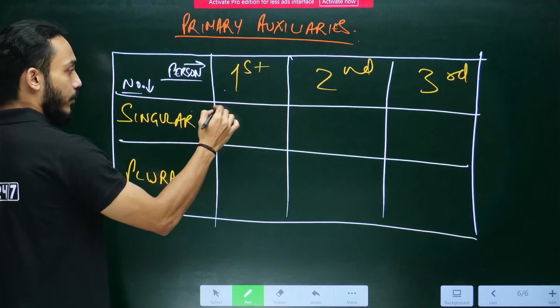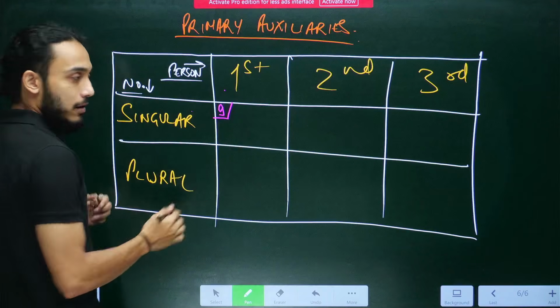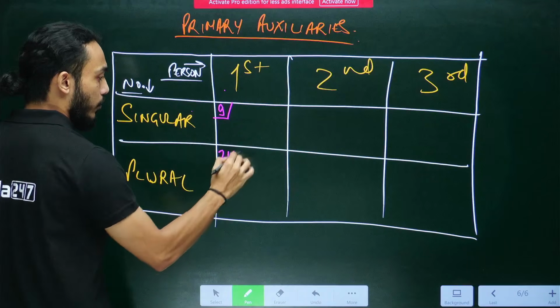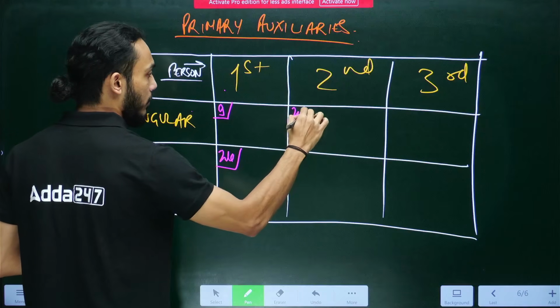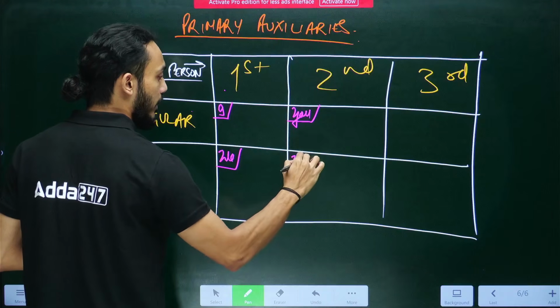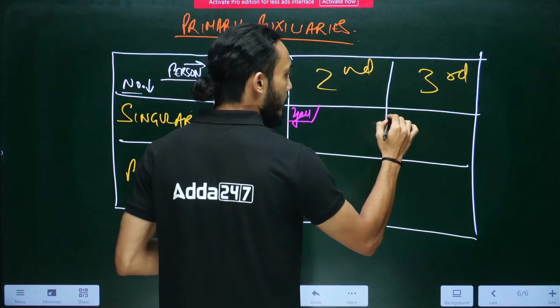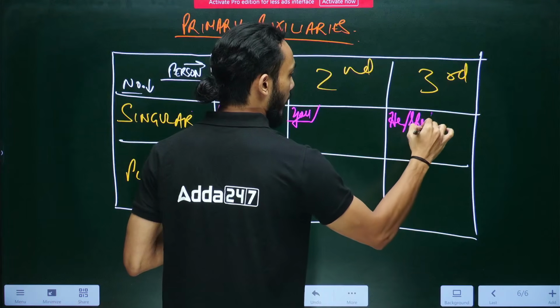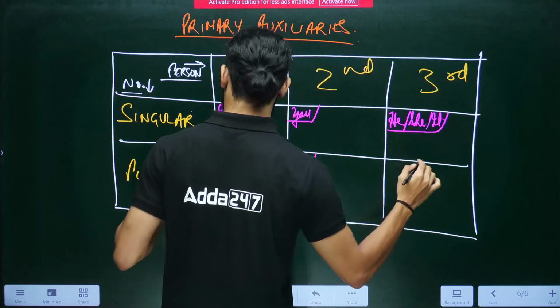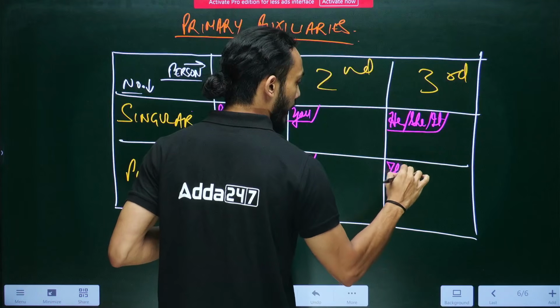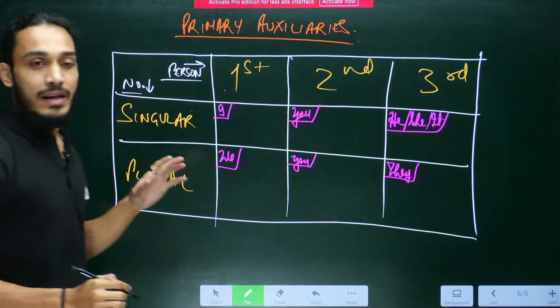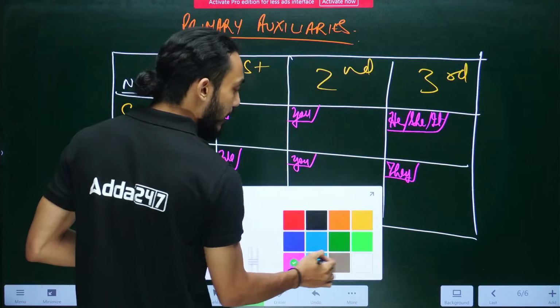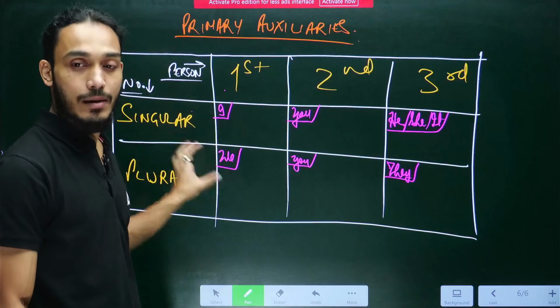First person singular, that means something like the word I. First person plural, something like the word we. Second person, we use the example word you. We are using example pronouns. With third person singular, you can write he, she, or it. With third person plural, we can take the example word they. Now, we will take the primary auxiliary words and test them for each of them.